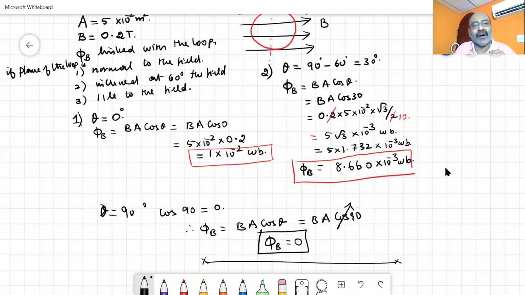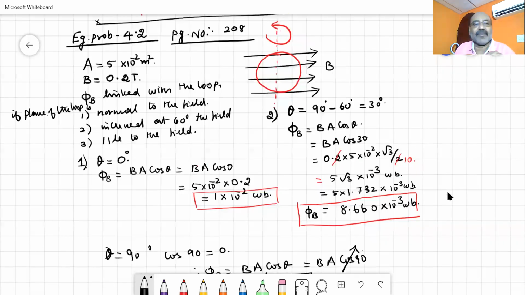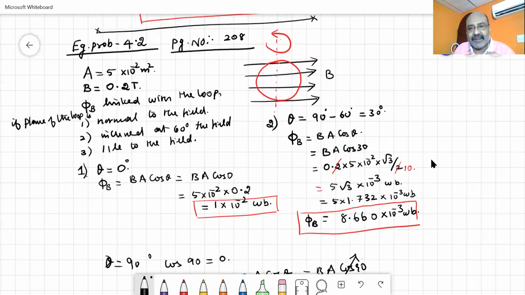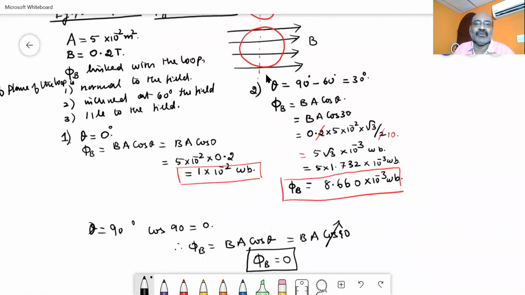Hope you have understood this important problem. Both the problems are very important. So go through this and get the answer.